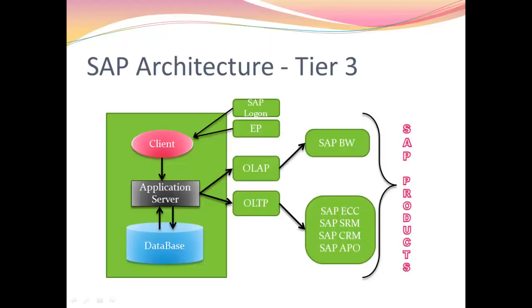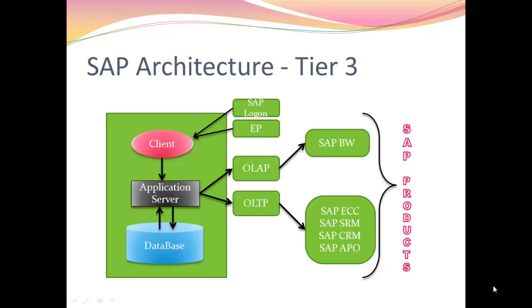SAP architecture, Tier 3. As we all know, SAP is a three-tier architecture, so it includes the database layer, which can be Oracle, HANA, or Microsoft database, and an application layer, so as to read and write to our database. So there is a two-way communication between the application layer and the database layer. The application layer points to OLTP and OLAP type of applications.